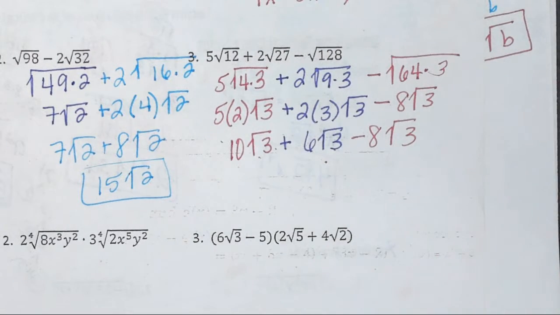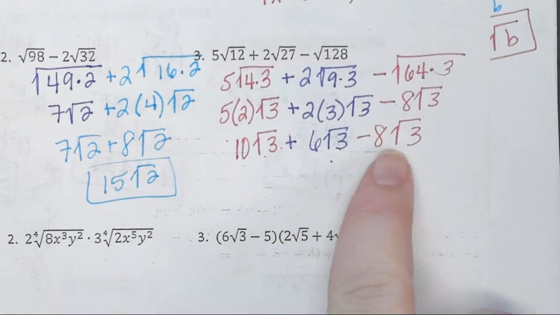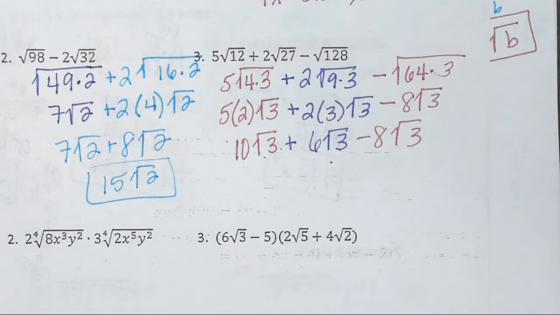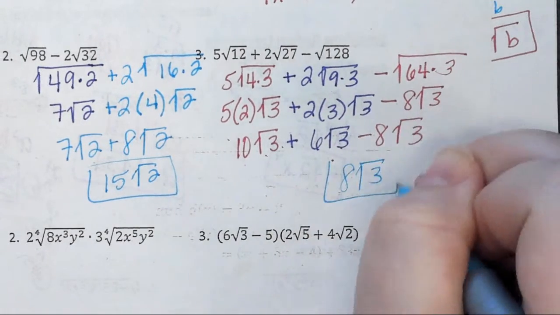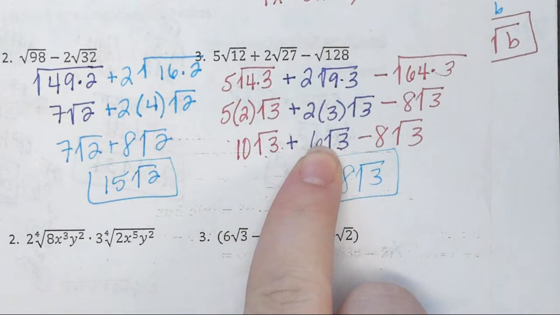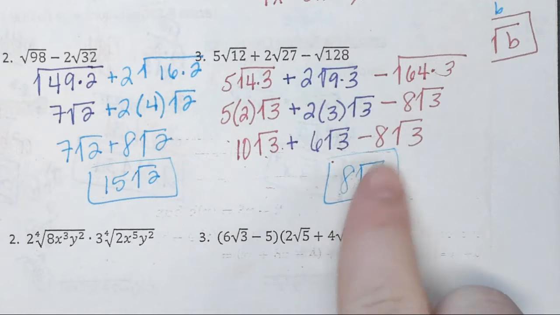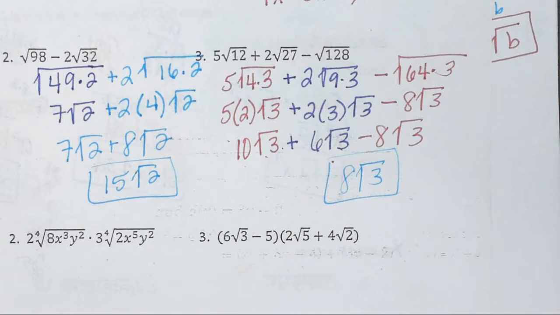Okay, and then if we keep going, so I'm going to add 10 plus 6 and then subtract 8. So what should my final answer be? Yes, and then our group gets a point because it's 16. 10 plus 6 is 16. Minus 8 would give us 8, so 8 square roots of 3. So that's why I thought we'd do adding and subtracting first, because that's actually a lot of fun. I really enjoy that.